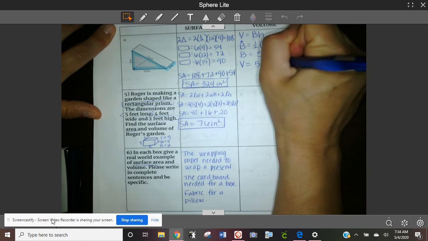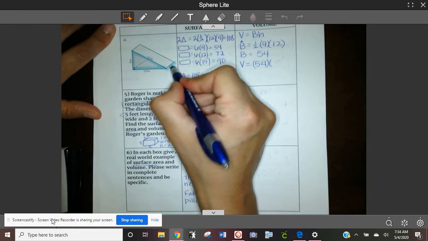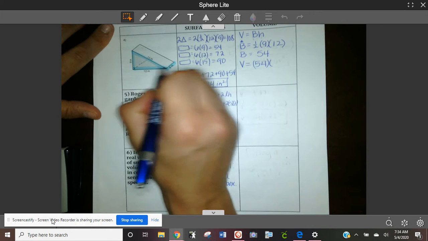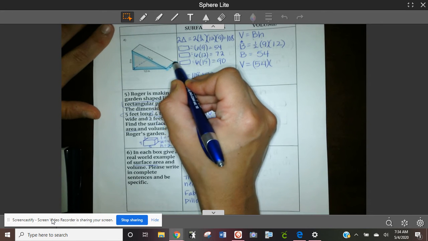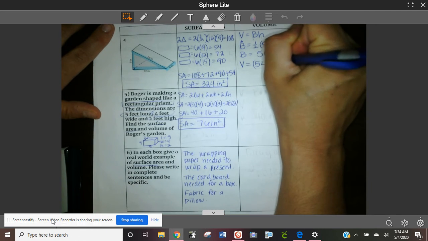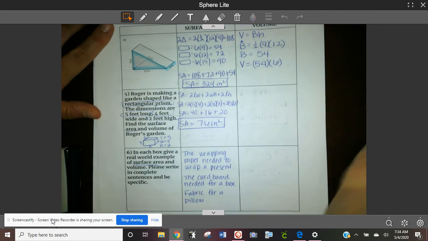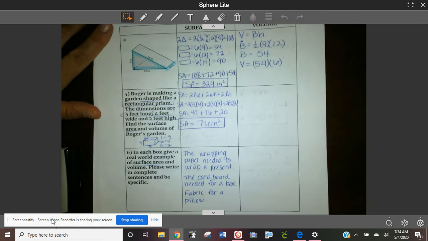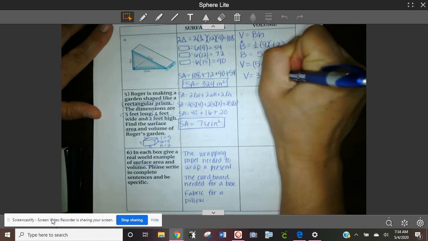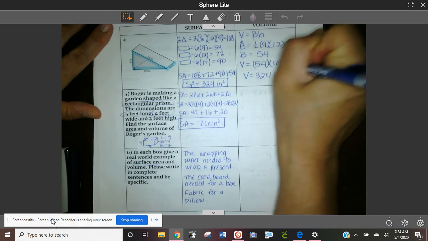Okay. And then I'm going to multiply it by the height. So the 6 makes it three-dimensional. Remember, I say draw a triangle, and then whatever line creates it to be three-dimensional, that will be our height of the entire thing. So I'm going to multiply that by 6. And my volume is going to be 324, but this is inches cubed.